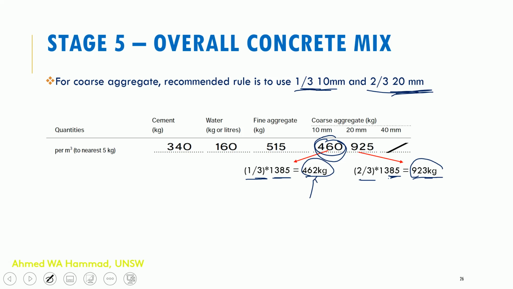The overall concrete mix: we have 340 kilograms of cement content. We have 160 kilograms of water. We've got 515 fine aggregates, and then 460 10 mil coarse aggregate, and 925 20 mil coarse aggregates. So that's the overall constituents and the quantities of these constituents that you need to mix in order to produce a concrete mix in accordance with what was specified by the client.